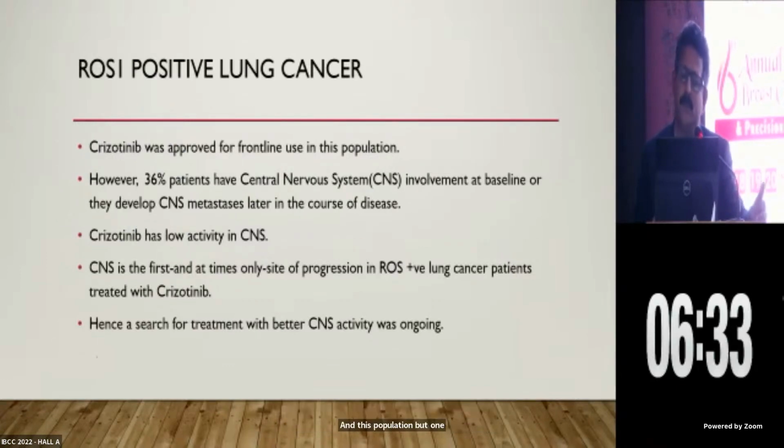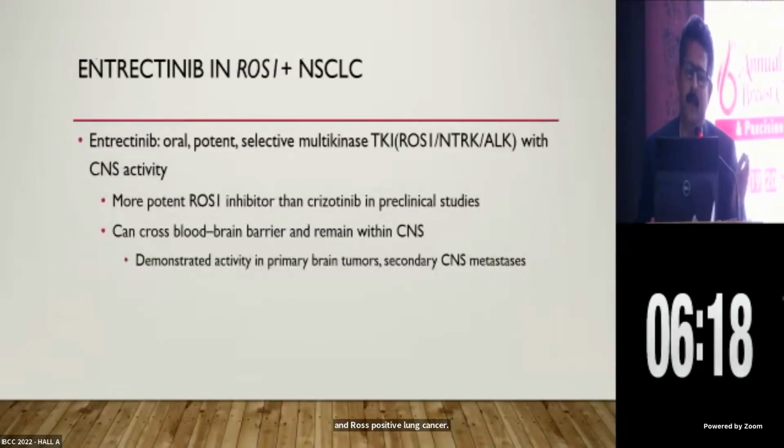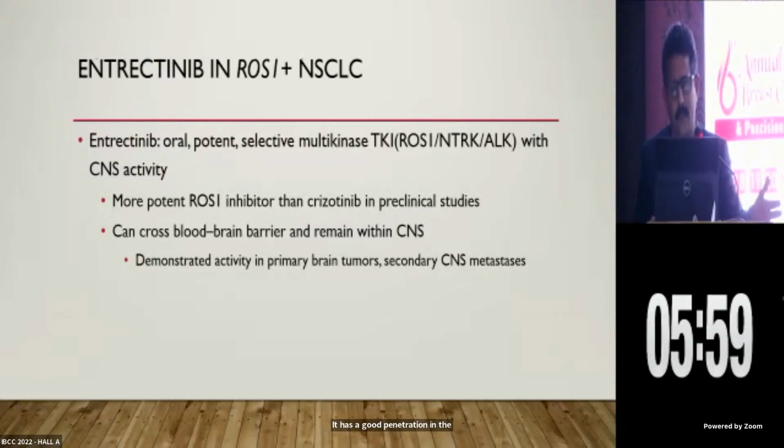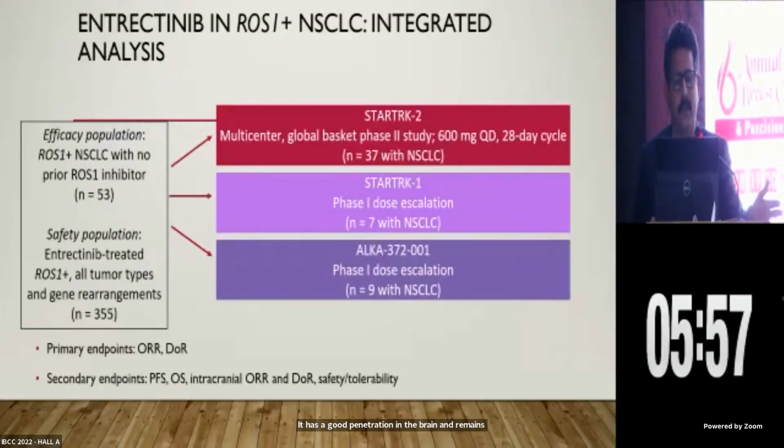But 1/3 of patients with ROS positive lung cancer have CNS disease either at baseline or during progression, and crizotinib does not have good activity in CNS. In fact, it is sometimes the only site of progression in ROS positive lung cancers, and that is why we needed a drug with better CNS activity. Entrectinib is a multi-kinase inhibitor: ROS, NTRK, ALK. It has significant CNS activity, and it's a more potent ROS inhibitor than crizotinib, at least in the preclinical studies. It has good penetration in the brain and remains within the CNS. So that is why it was again a natural choice.